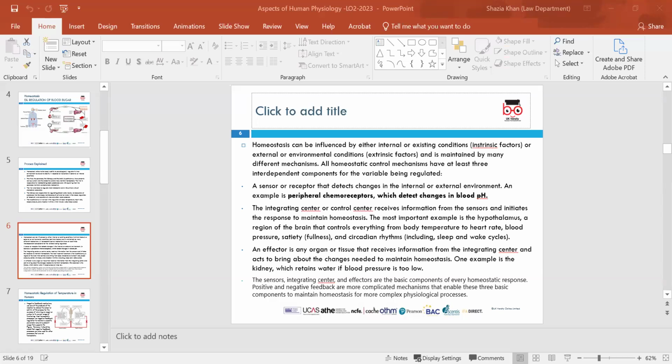circadian rhythms. So an effector is an organ, as we mentioned earlier, or tissue that receives information from the integrating center. The maintenance of a constant internal environment by the body is called homeostasis, and factors could be, like we mentioned earlier, the blood pressure, blood temperature, blood glucose level, or body water levels as well could have an impact on it.